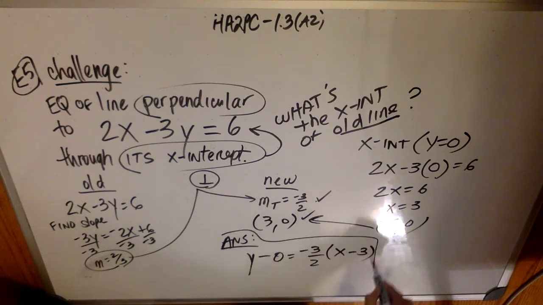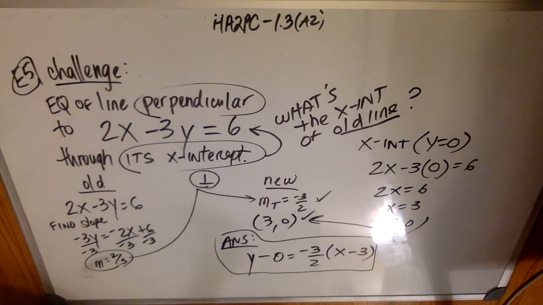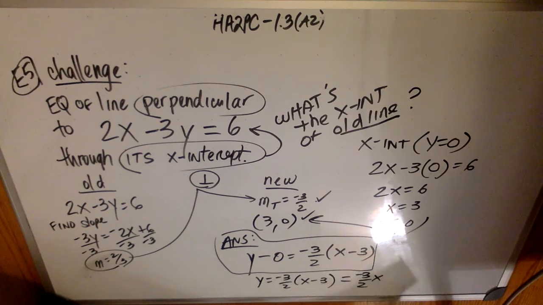And that's my answer. Now you could write your answer in a bunch of different ways. You could honestly just ignore the 0 because it's a 0. So you could write this as y is negative 3/2 times the quantity x minus 3. Or if you really wanted, you could distribute the negative 3/2 and get negative 3/2 x plus 9/2, which is also fine. Okay? So either of those are totally fine.